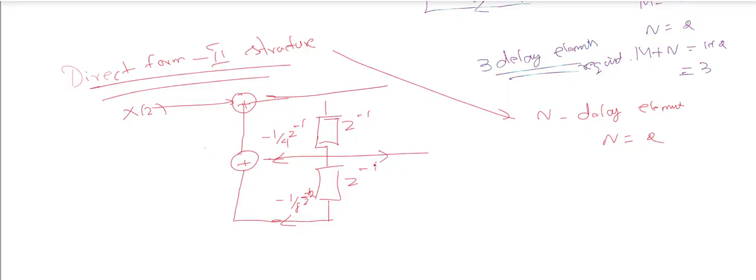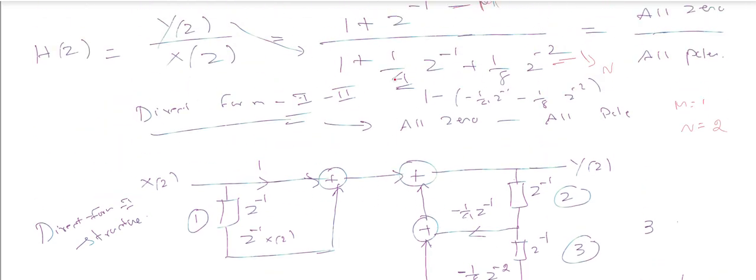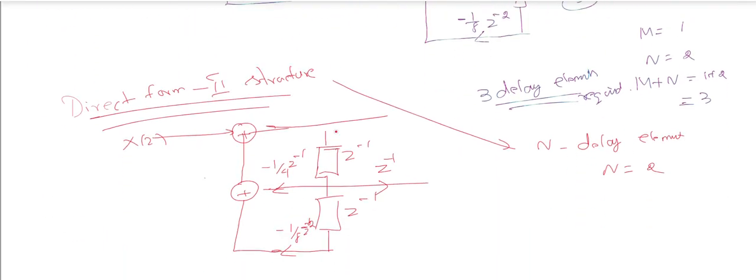So here, what are the all zeros? What are the zeros? The remainder here is 1 plus z inverse. So 1 and z inverse. So this is 1. Y of z. Okay, so this is the direct form 2.